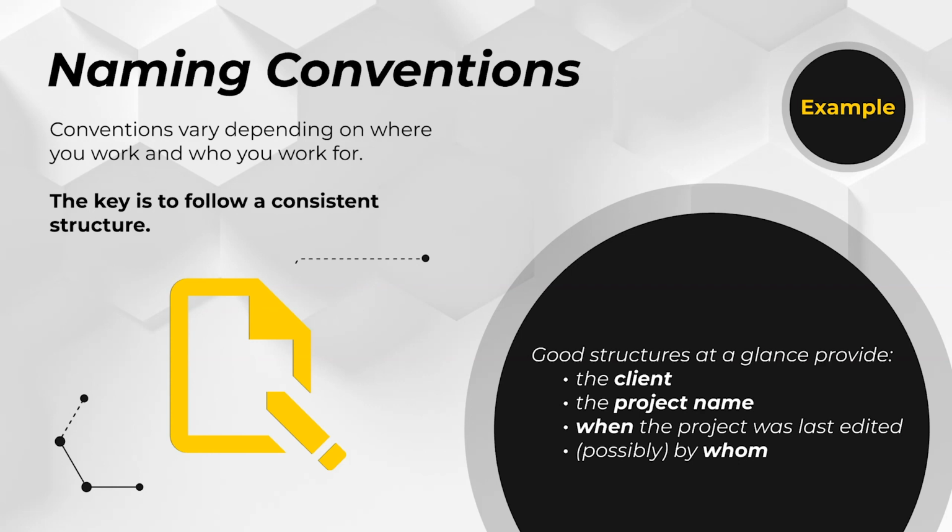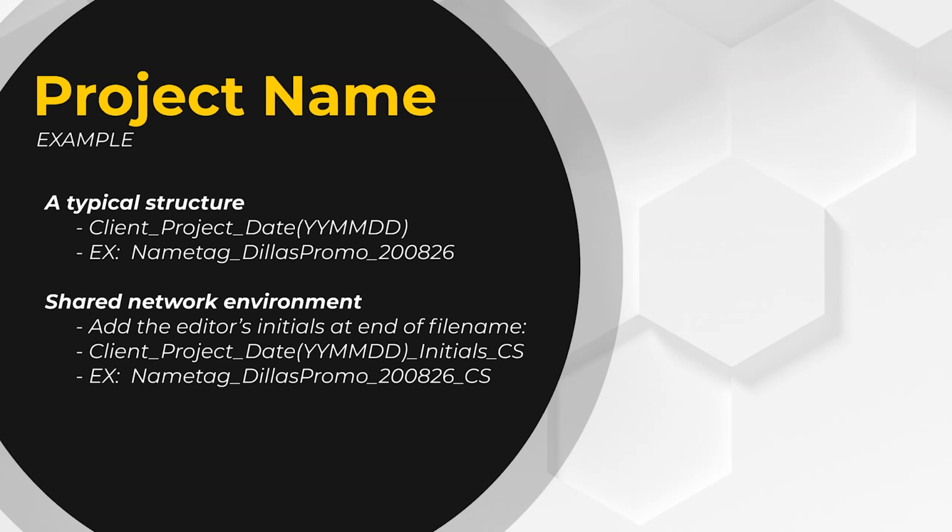So at a glance, a good project name is going to tell you the client, the project name, and when the file was last edited. And if needed, who did the last edit on that project file. Here's a quick example. Name tag underscore Dilla's promo underscore 200826.